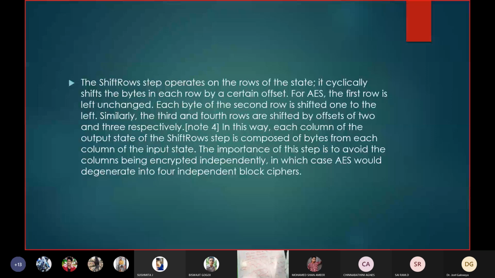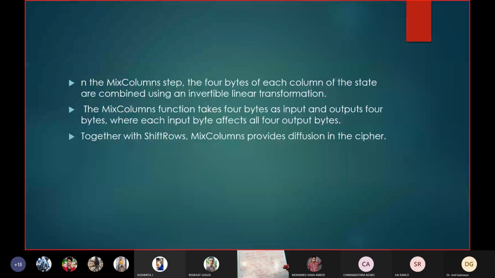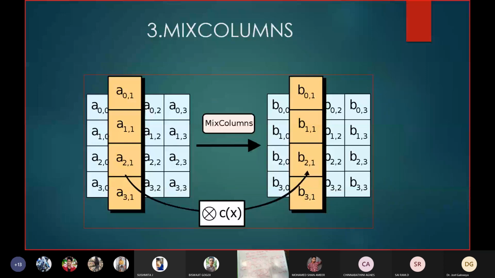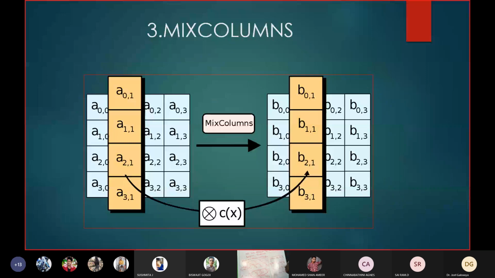All right. So for the mix column, the next step, what is the use of this mix column? In the mix column step, 4 bytes of each column of the state are combined using an invertible binary transformation. The mix column function takes 4 bytes as input and outputs 4 bytes, where each input byte affects the output. As you can see here, it takes the 4 bytes of the input and combines them using the XOR operation.